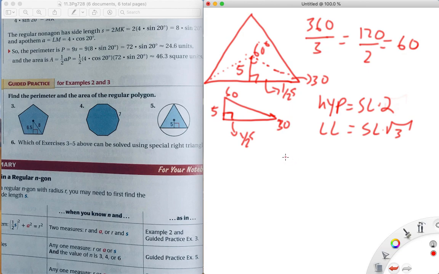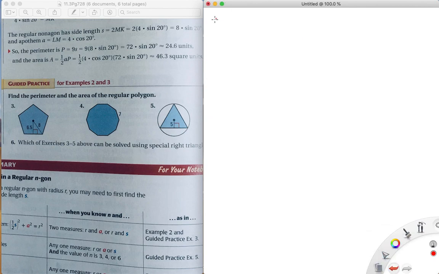So we can say that half of side, which is my longer leg, is equal to the short leg, which is 5 times the square root of 3. So if half the side is equal to 5 root 3, then the whole entire side is double that, which is 10 times the square root of 3. So now we have our side. Now we have our apothem that's already given to us. We have enough information to find the perimeter, and we have enough information to find the area.